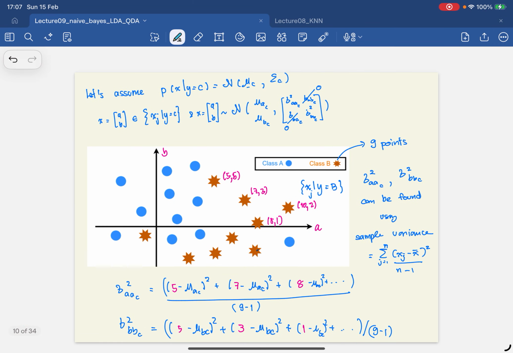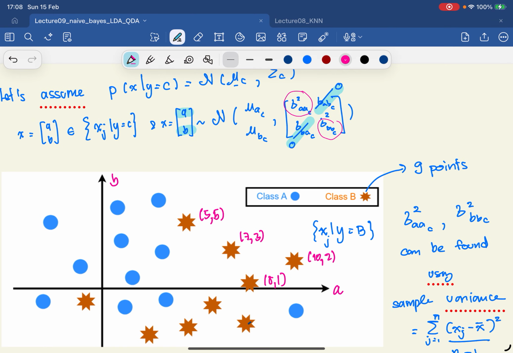As I mentioned before, let's assume these two as uncorrelated for now. That means A and B are not correlated, or in other words, A and B are independent. Then we will compute the variance sigma AAC and sigma BBC. Notice that I still said C because right now C is equal to B class.